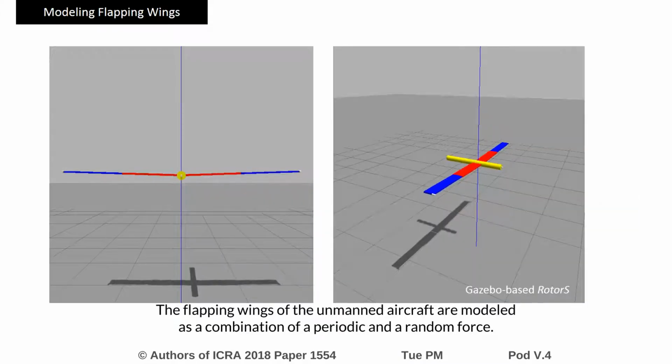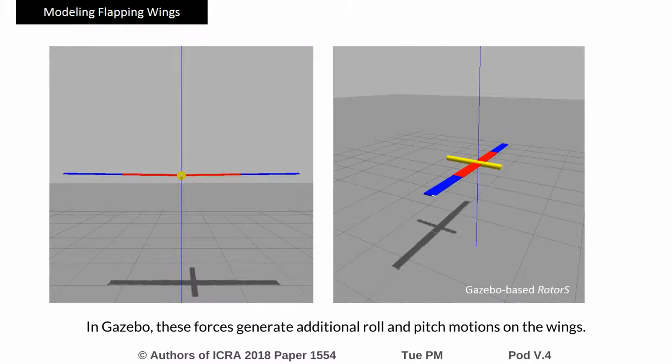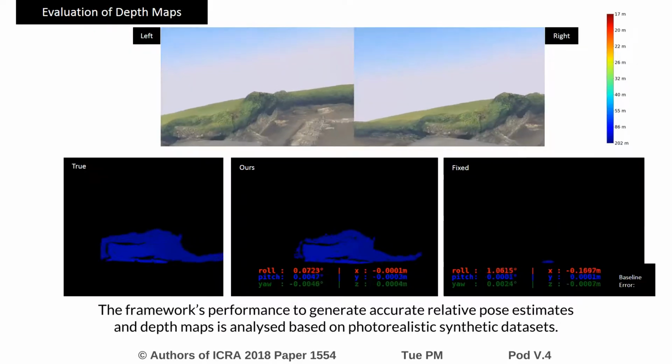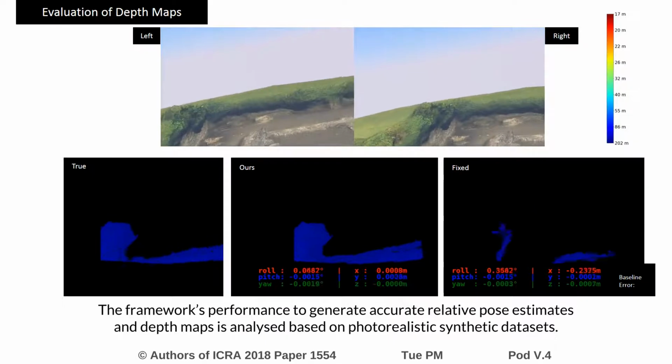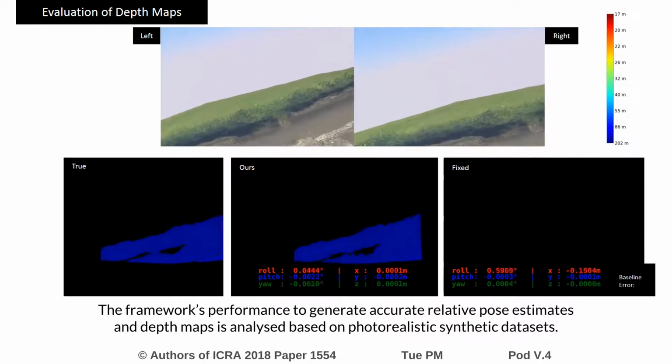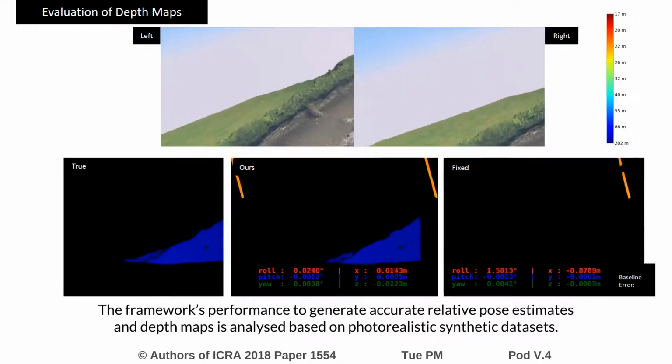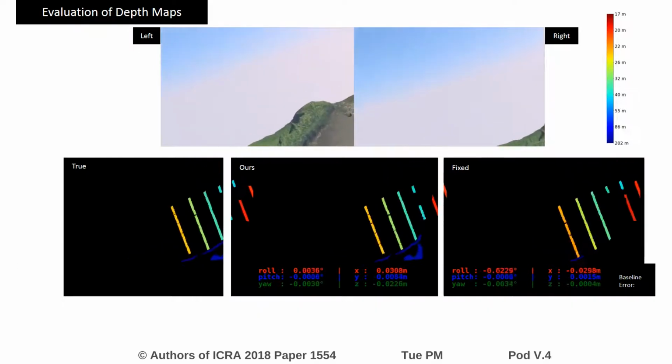The flapping wings of the unmanned aircraft are modeled as a combination of a periodic and a random force. In Gazebo, these forces generate additional roll and pitch motions on the wings. The framework's performance to generate accurate relative pose estimates and depth maps is analyzed based on photorealistic synthetic datasets.